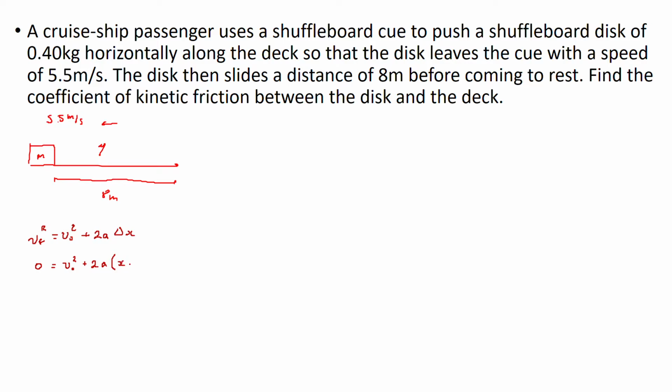Once again, I'm going to leave it as a variable and not use the number for now. The initial distance is 0. So if I solve for the acceleration, I'm left with minus the initial velocity squared over 2x. It's negative because it's going in the opposite direction to the way the disk is moving. So for now, we're there.